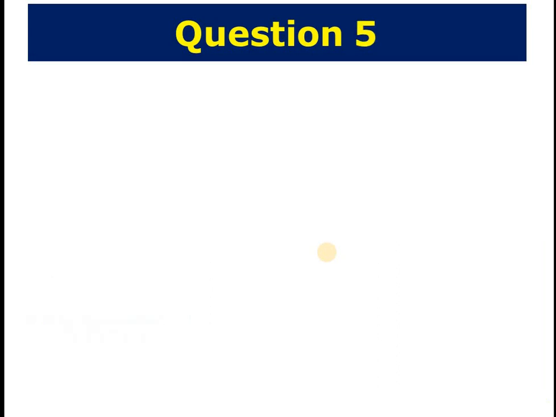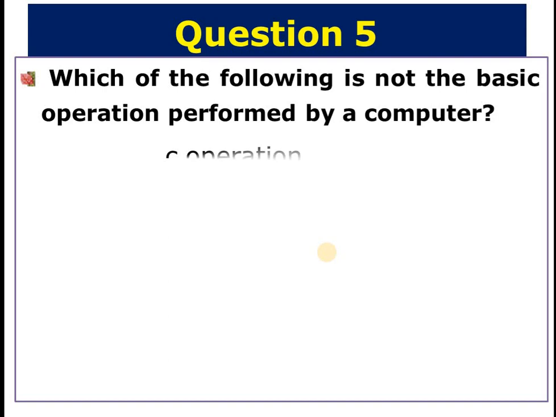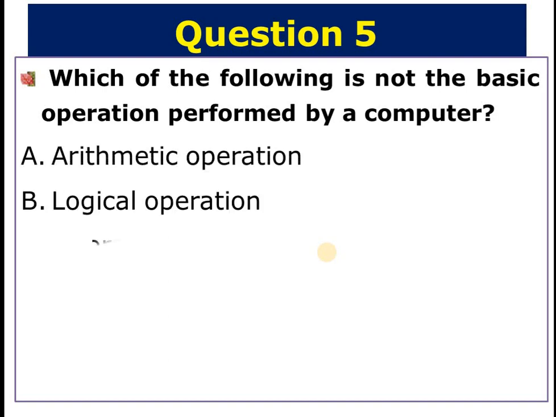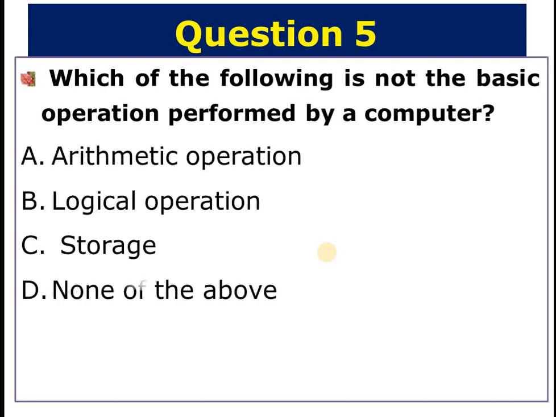The next question is question number 5. Which of the following is not the basic operation performed by a computer? A. Arithmetic operation, B. Logical operation, C. Storage, D. None of the above. The answer is choice D. These all three are the basic operations performed by a computer.